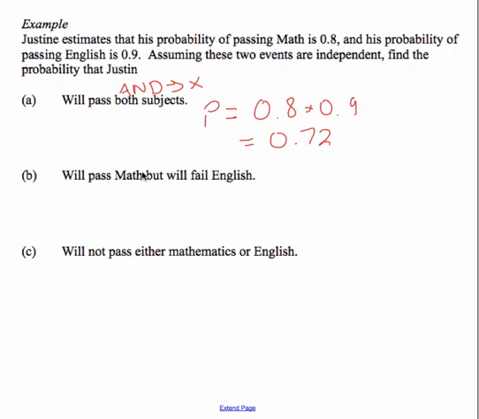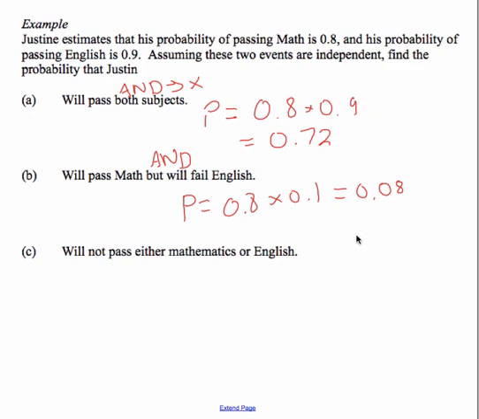She'll pass math, but she'll fail English. That's also like an "and" probability. So we're assuming these are independent, so the probability is going to be passing math 0.8, failing English is 0.1, so I believe that works out to be just 0.08, which is about 8%, so it's a very low chance.